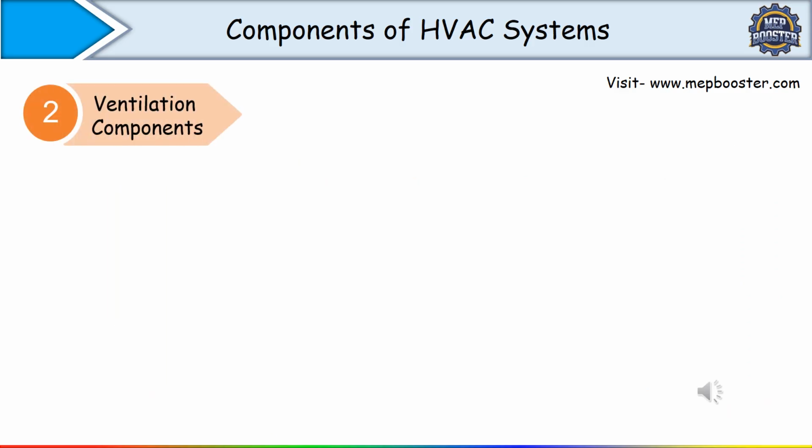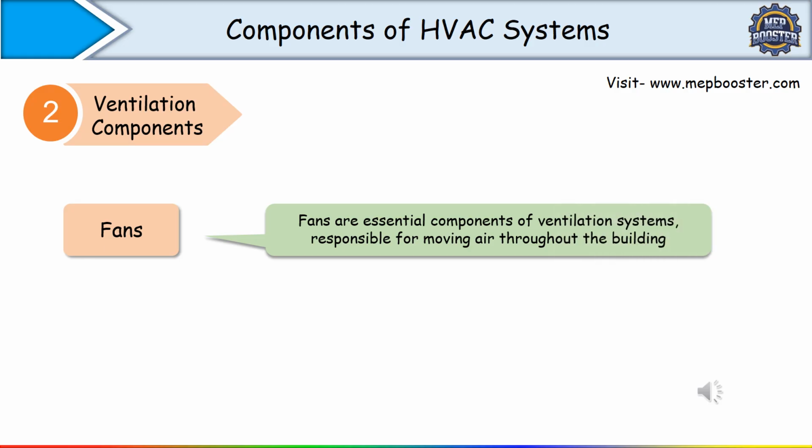Now we have to discuss the ventilation components. In that, first is fans. Fans are essential components of ventilation system responsible for moving air throughout the building. In mechanical ventilation systems, fans may be used to exhaust stale air from the building and or supply fresh outdoor air. Fans can also be part of an air handling unit that circulates air through ductwork in HVAC system.